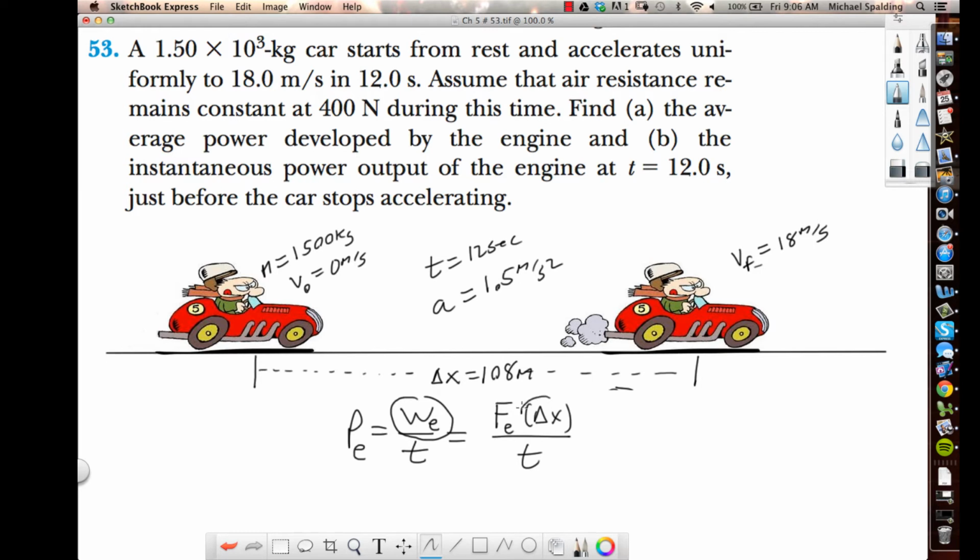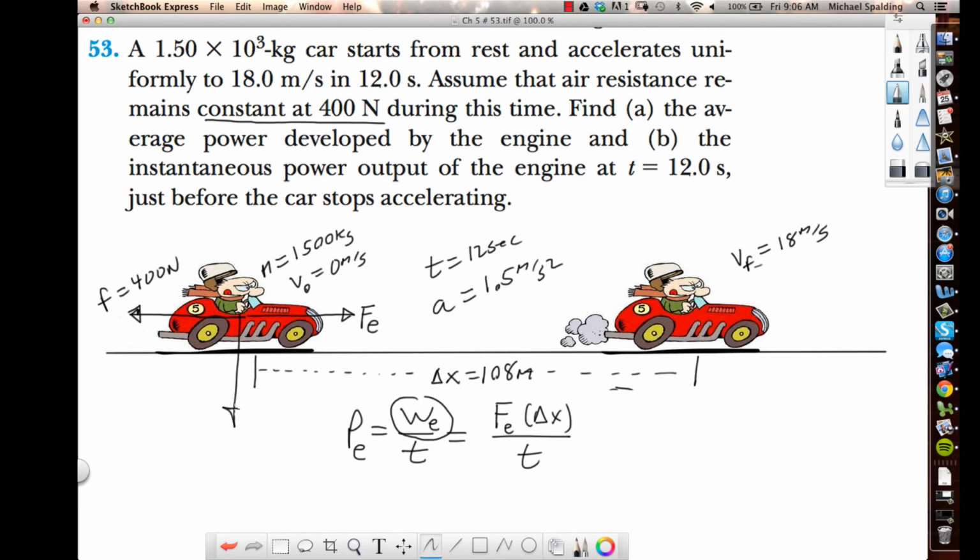Do we know how far the car went? Yeah. Do we have the time? Yep. So what we have to do is solve for the force of the engine. Let's do a free body diagram. We have force of engine to the right, and then the problem tells us there's a frictional force to the left, a resistive force. And it stays constant. It says constant at 400.